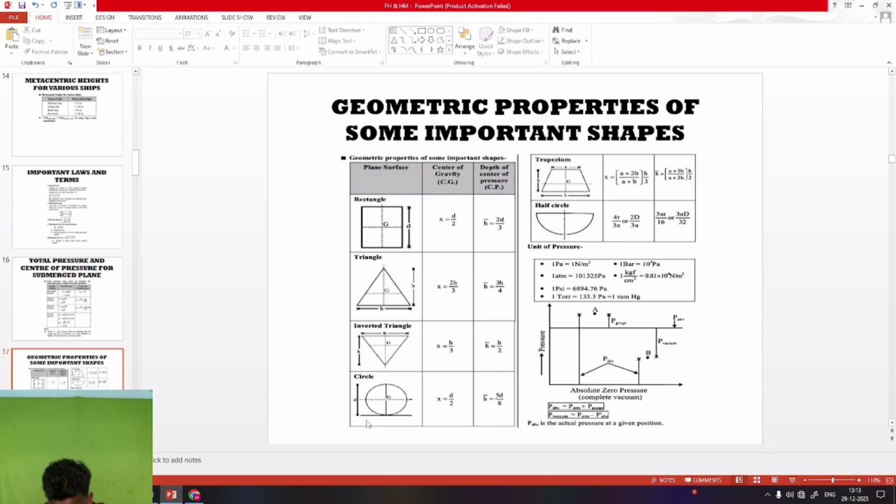And also there is a comparison graph between absolute zero pressure and pressure. Absolute pressure is equal to atmospheric pressure plus gauge pressure, and vacuum pressure is equal to atmospheric pressure minus absolute pressure. Absolute pressure is the actual pressure at the given position.